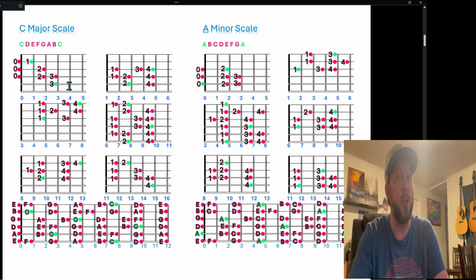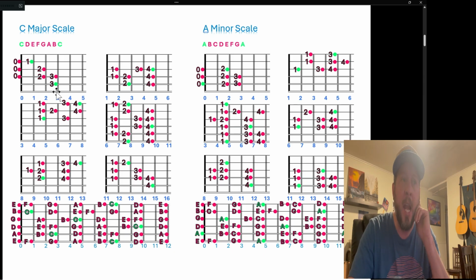Now these do go in order. We're always reading things from the bottom string up this way. So this would be your 6th string, or that low E string, and then you've got A string, D string, G string, B string, E string. Now, when we go in order, we start at the bottom and come up. This would be the first string that has a note on it. So we start there at 3.